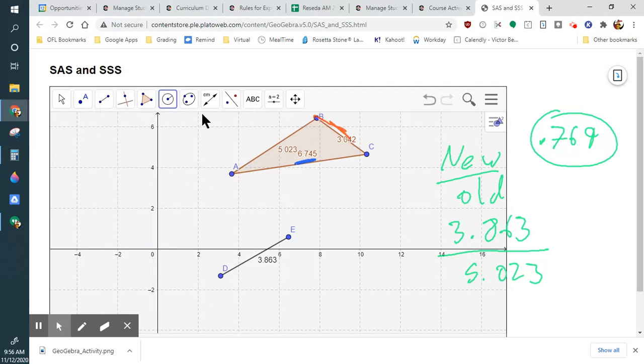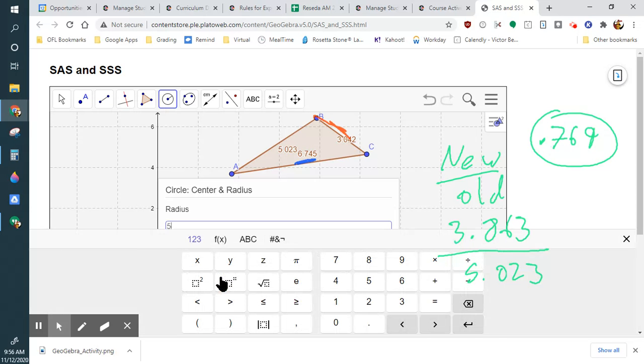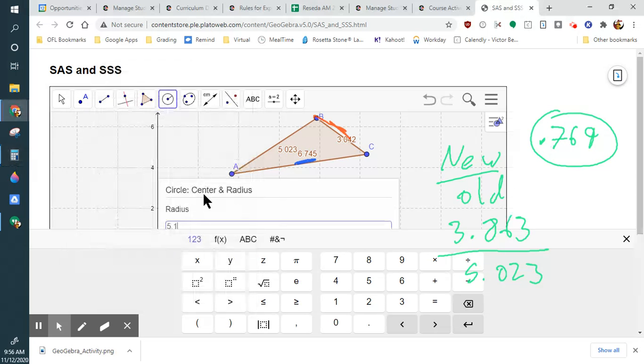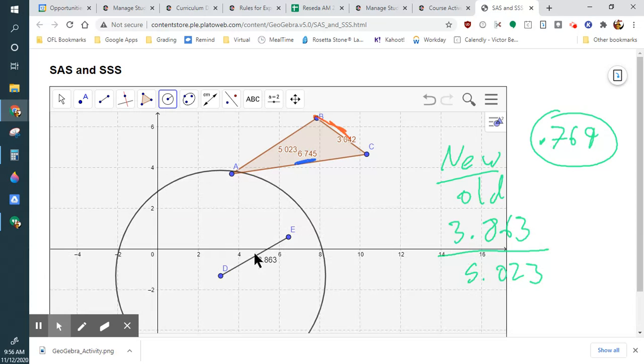5.187. So we're going to do a circle from here, and it's 5.187. Enter that. There's our circle. This makes a little more sense now, because I was like, how is this line ever going to touch that bigger circle? It wouldn't have. And now we're going to do this side, this 3.04.